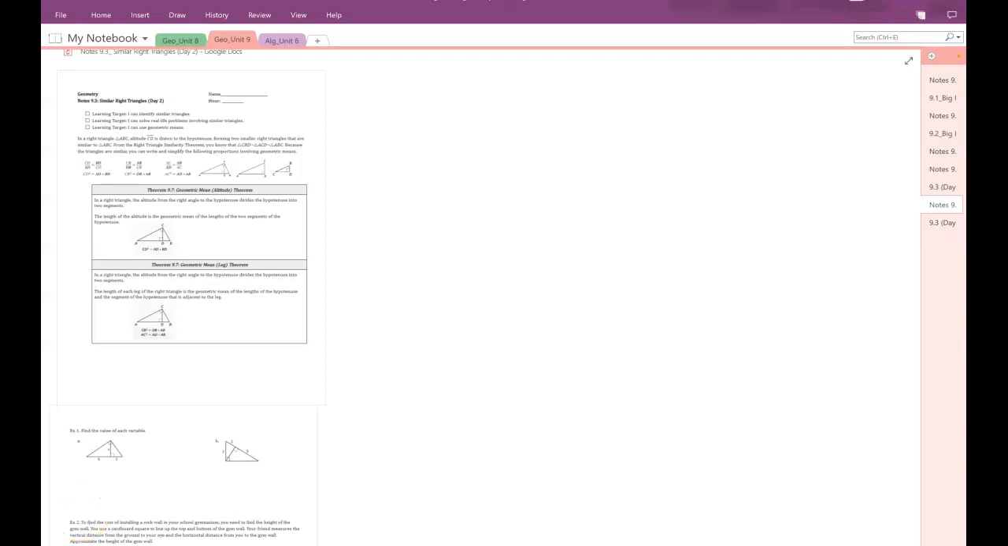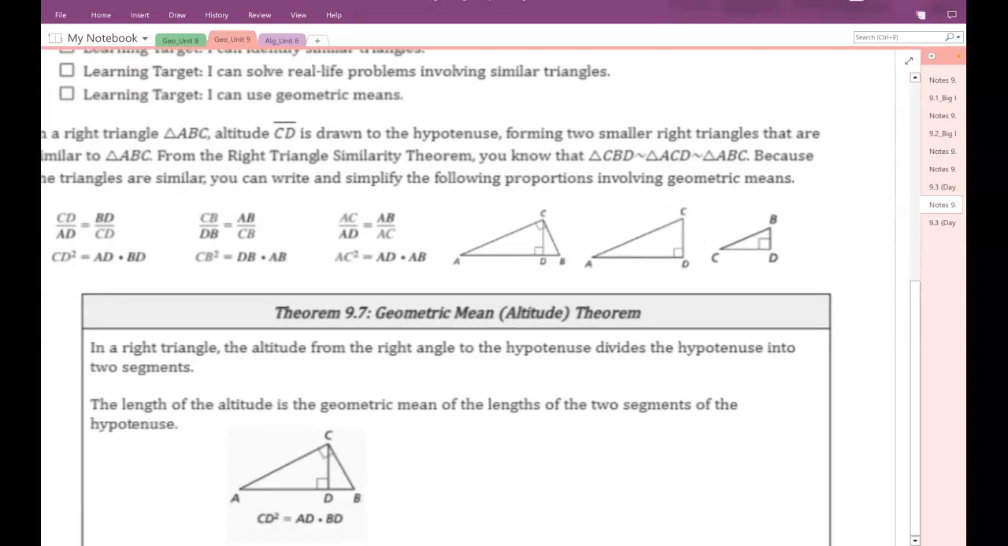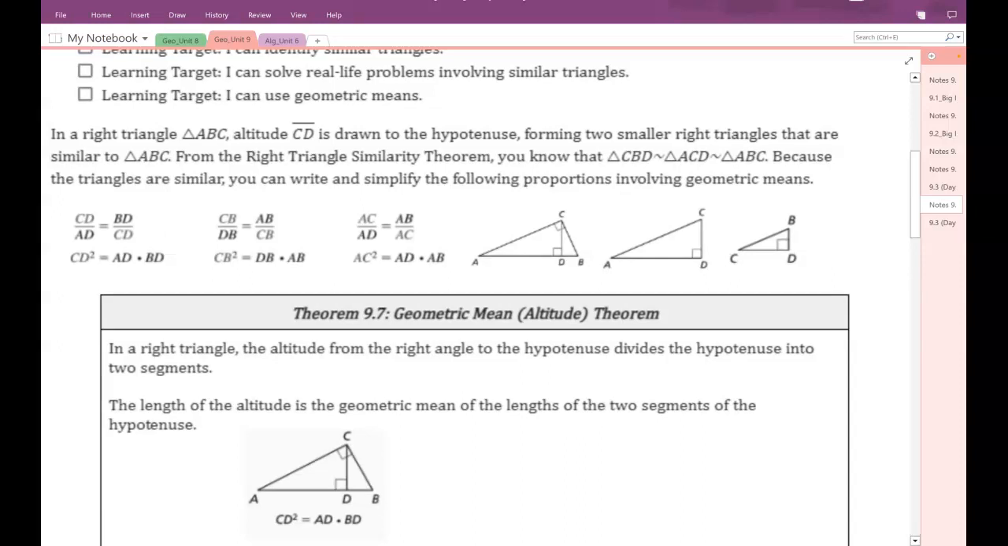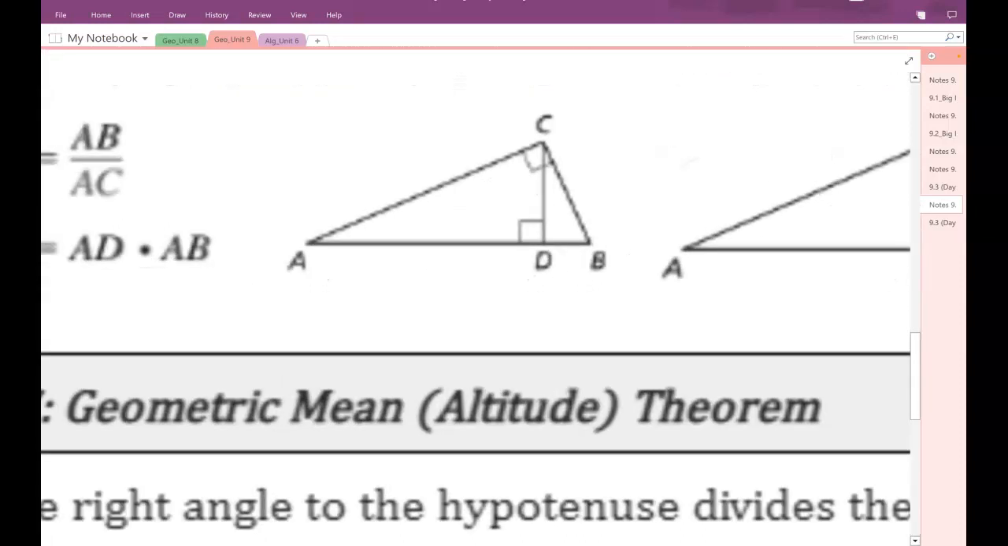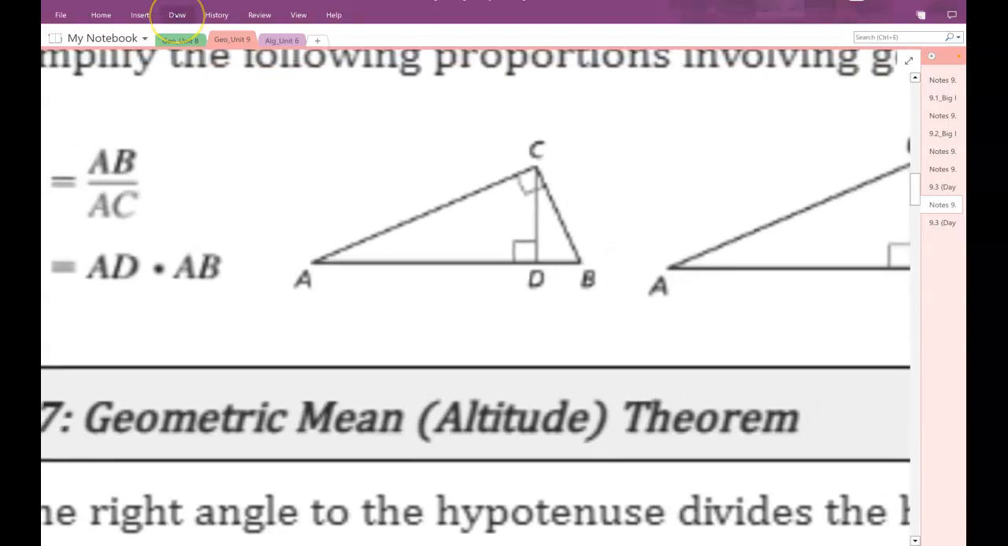So 9.3, day 2, similar right triangles. We're just going to start with recapping really quickly what we talked about on Friday with day 1 of this. There's a lot of words on this page, so I'll try to paraphrase as best as I can. We were given on Friday something that looked like this triangle here.